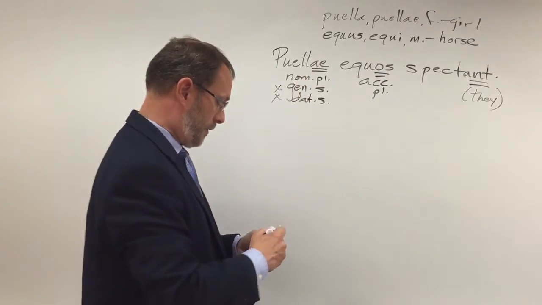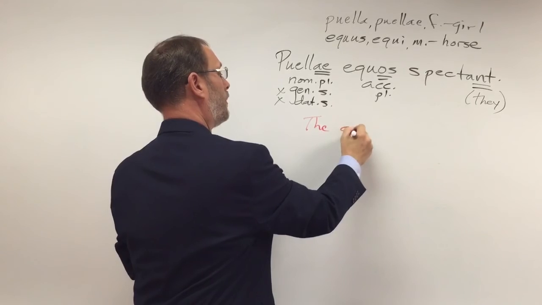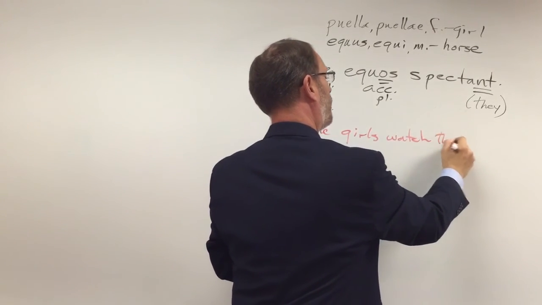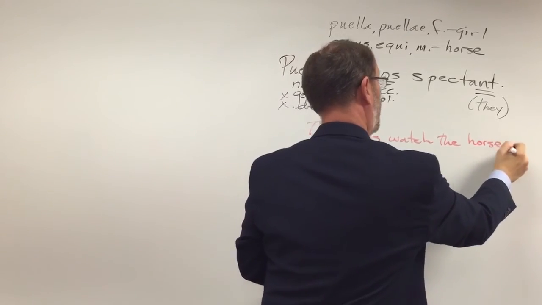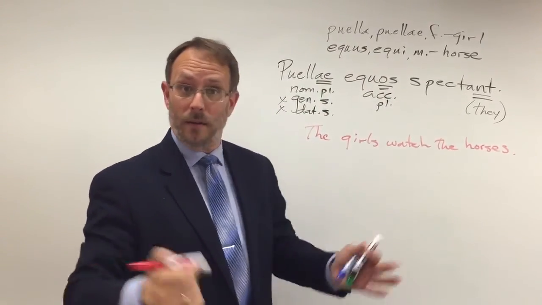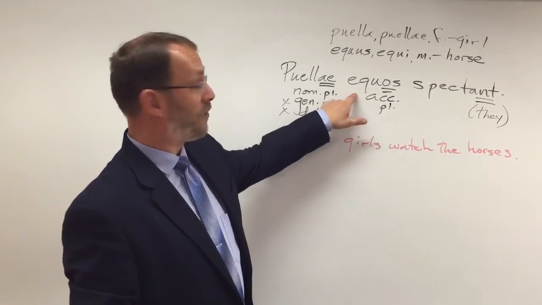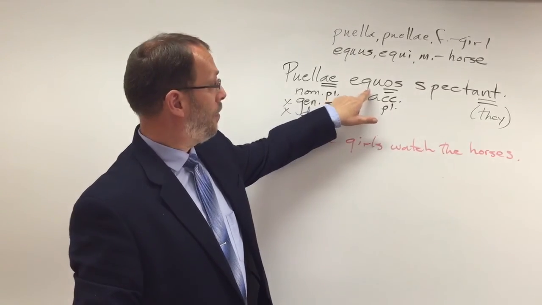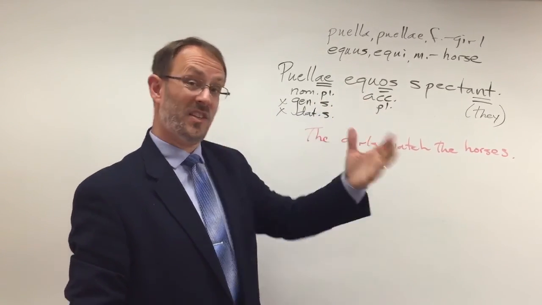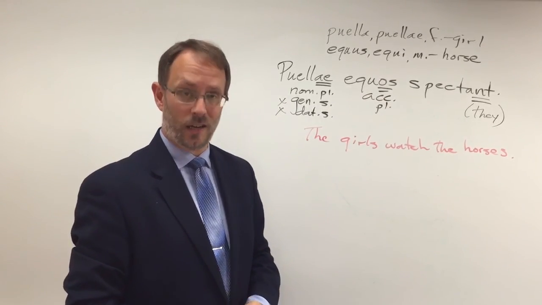So if I look at this sentence, I've got the girls watch the horses. Now, it would make just as much sense to say the horses watch the girls. I mean, that certainly could make sense. But I know for a fact that the horses are not doing the action because that OS, accusative ending, means they are receiving the action as the direct object. And that gives us a look at second declension nouns.